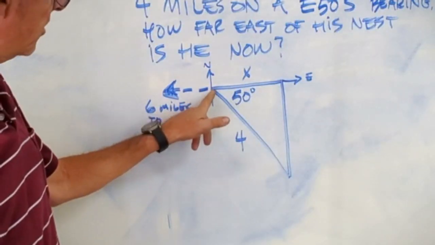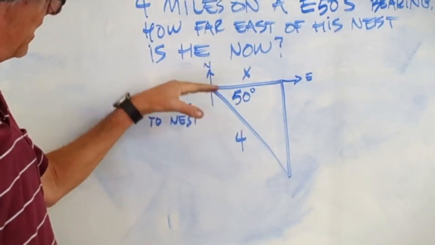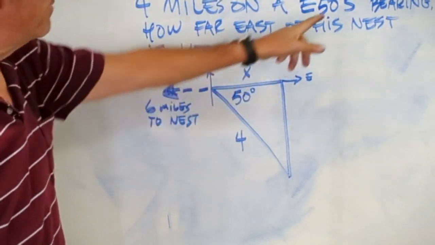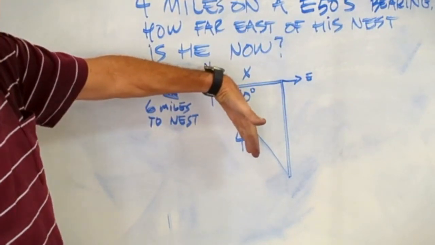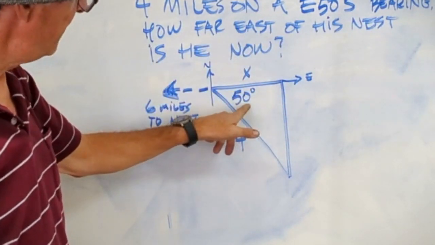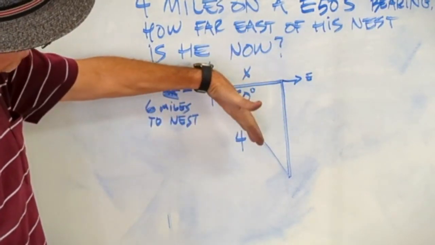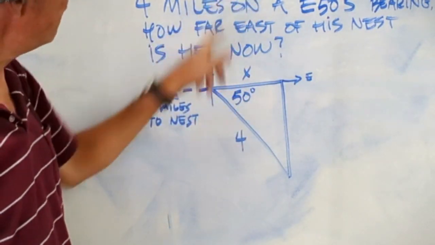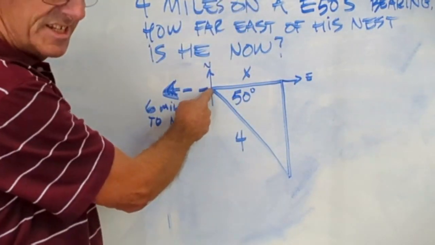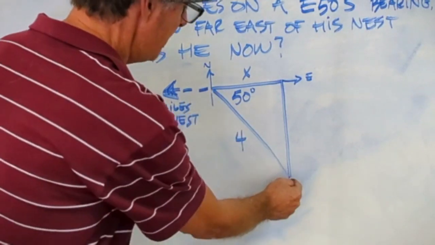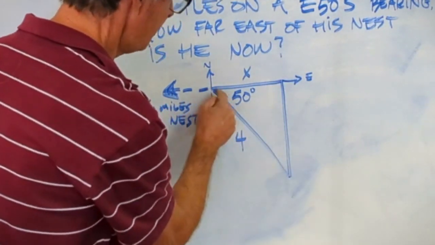So here is where I'm drawing my north arrow. Here is my east line. My bearing is 50 south of east. So I've drawn that 50 right in here. It's 50 degrees south of east. And then I've put my 4 on here because that's the distance that the crow flies on that bearing. So this distance is 4.